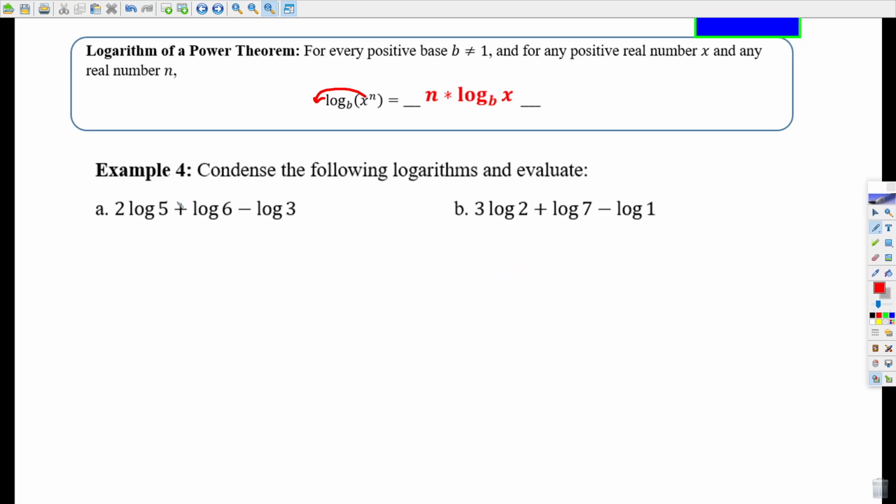All right, so let's try some of these. Now we're going to start condensing them, but we're going to have a number out front that we're going to probably have to then change to an exponent.